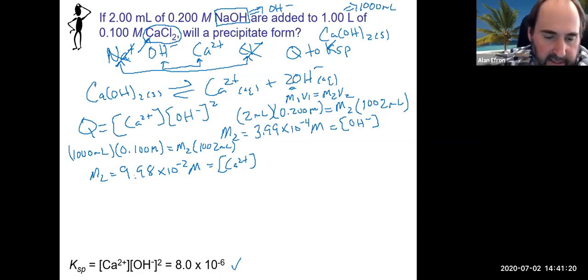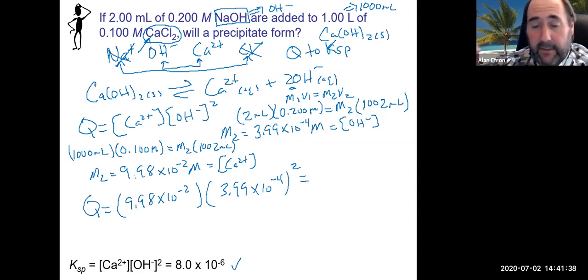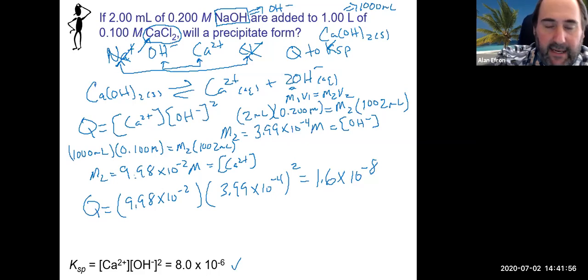So now that we have both of these, we could go into our Q, and our Q would be equal to our calcium times our hydroxide, which was the 3.99 times 10 to the minus 4. We want to make sure that we also square it there, right, for the 2. And let's see here, 3.99 times 10 to the minus 4 squared times 9.98 times 10 to the minus 2. That gives us a Q value. We'll call it 1.6 times 10 to the minus 8. First off, any question on how to calculate the Q value there?